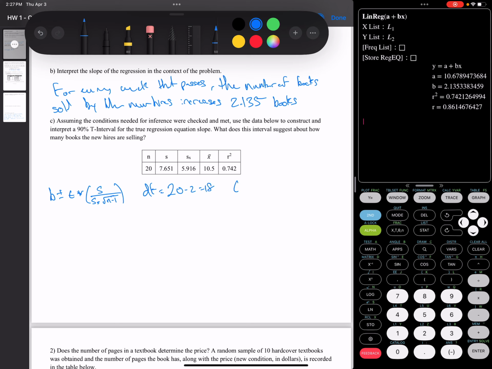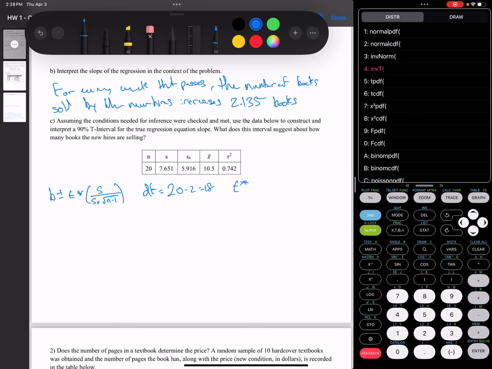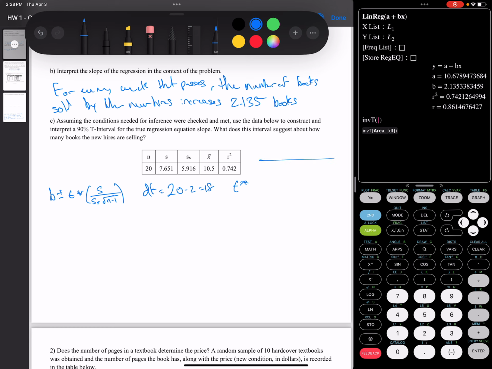So that means our t star is going to be inverse t. We want 90% in here, which means there's going to be 10% outside, which means there's going to be 0.05 in each tail. So the area is 0.05, degrees of freedom is 18. That gives us a t star of 1.734.